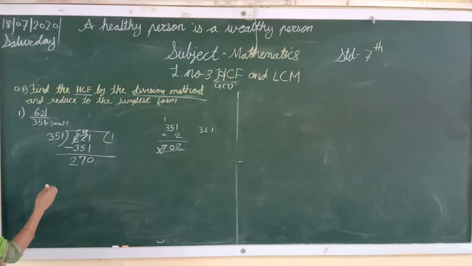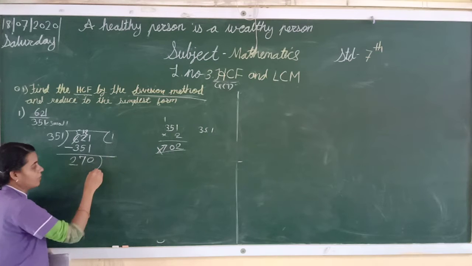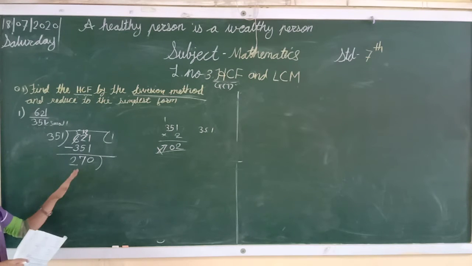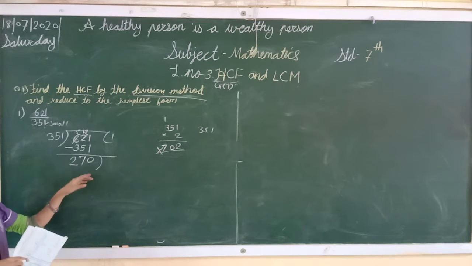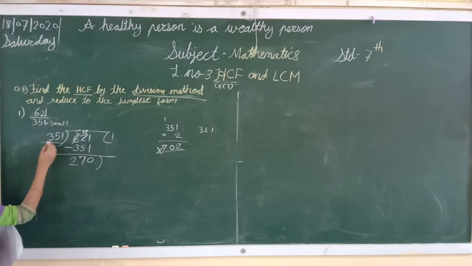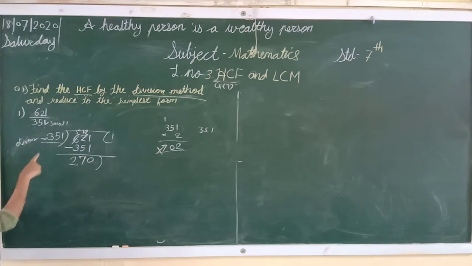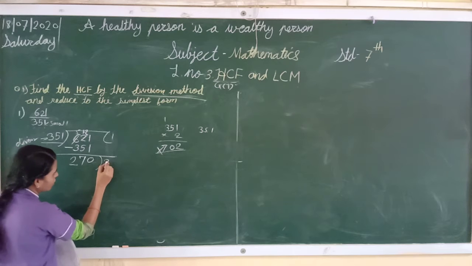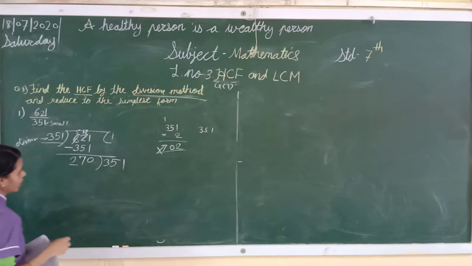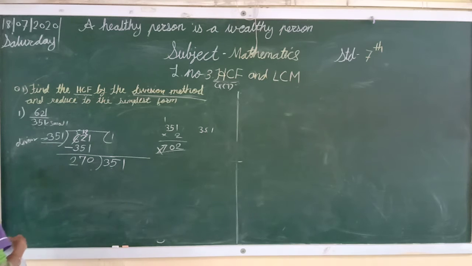Now students, what will go afterwards? Now we divide by the previous divisor. Which is the previous divisor here? This is the divisor, so which one is the previous divisor? 351. So we will take 351 here. I hope students you understood.